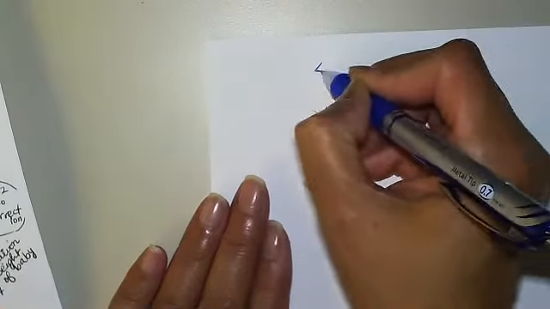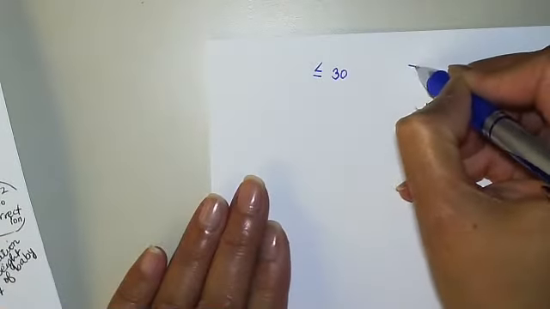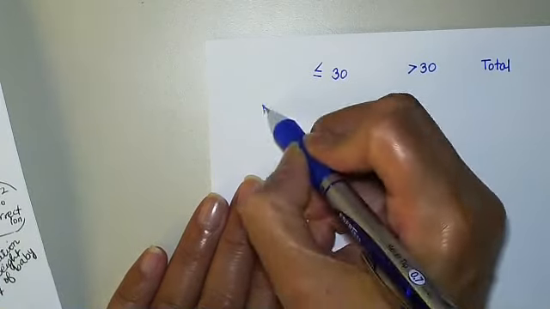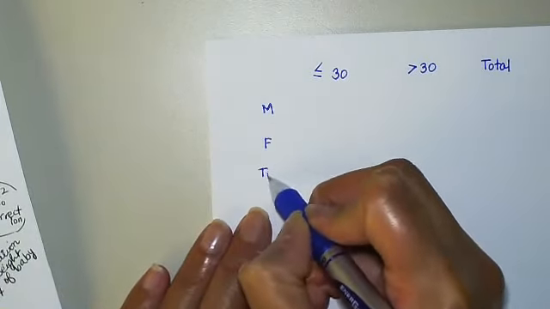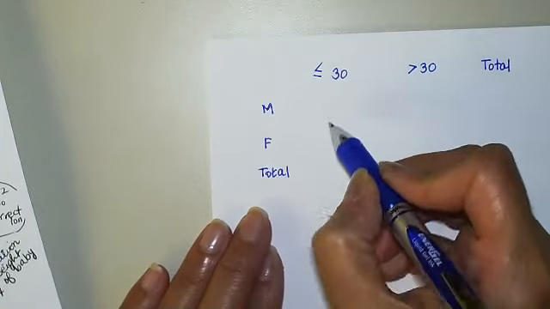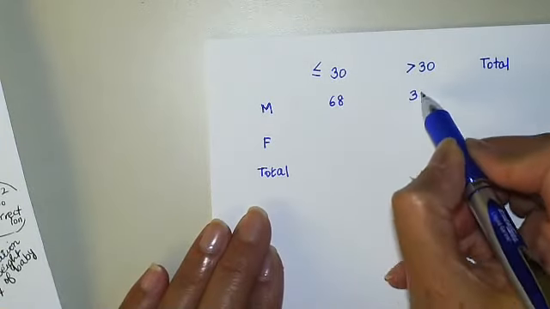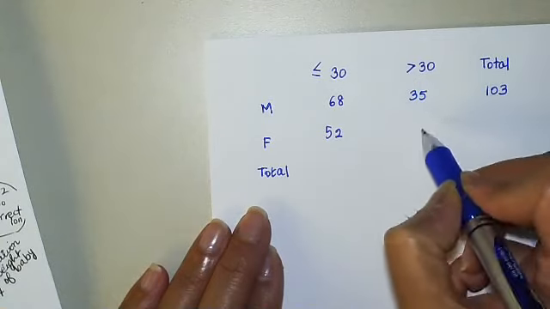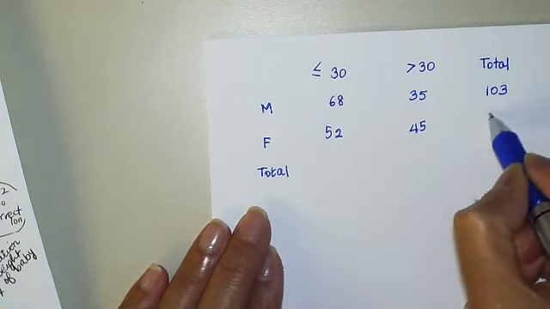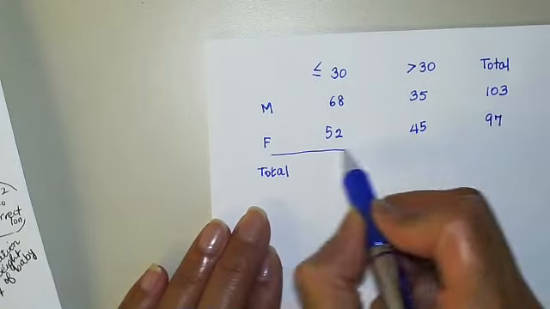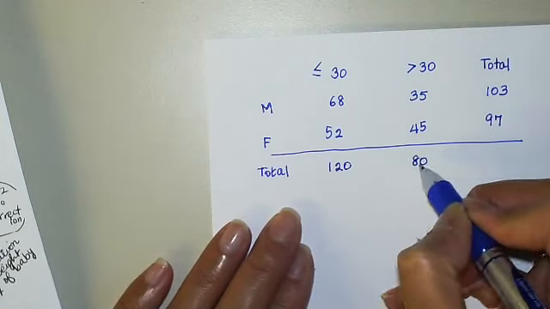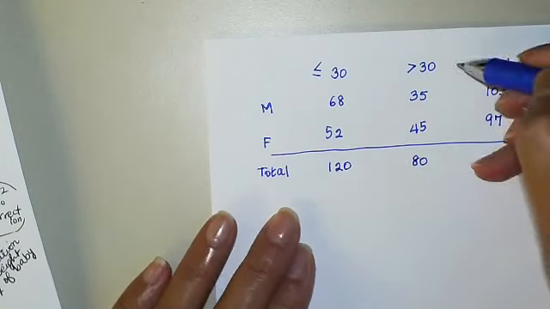So let me start with my observed matrix here. Less than or equal to 30, greater than 30, total. Male, female, and total. 68, 35, 103, 52, 45, 97, and total 120, 80, and 200.